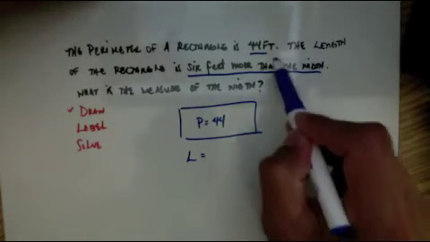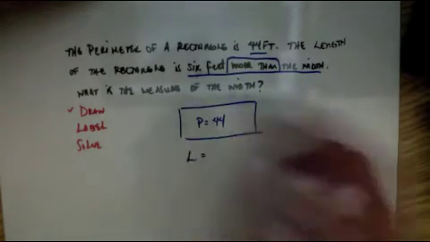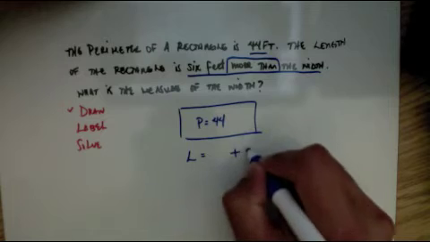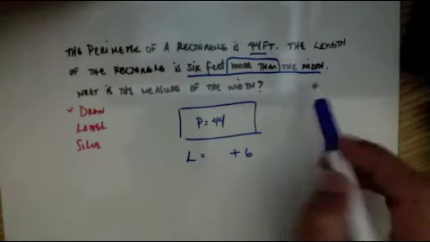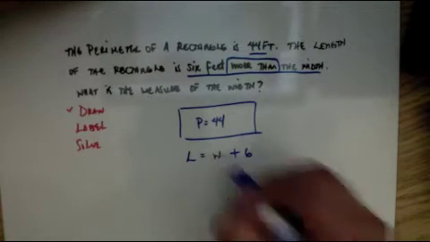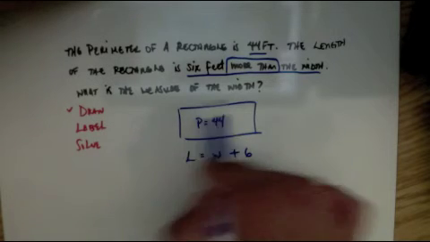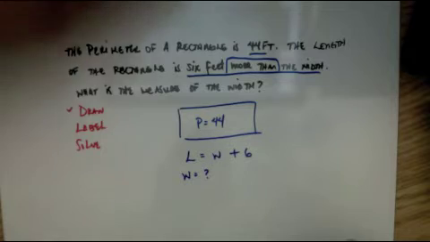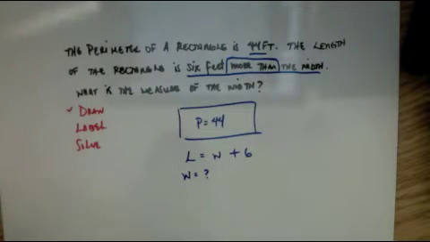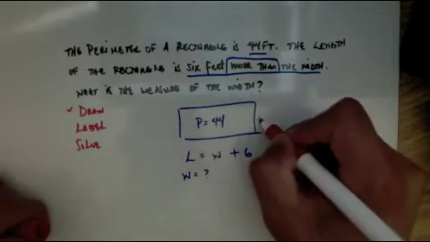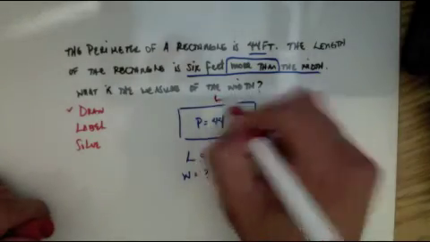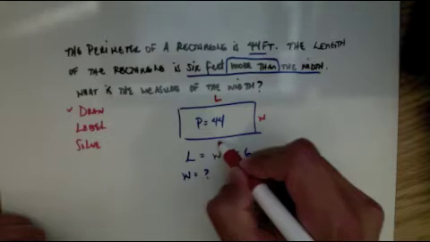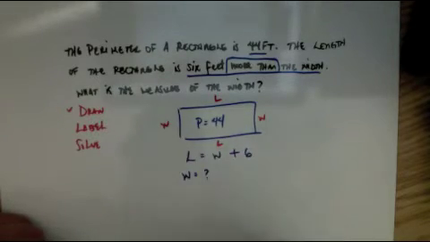So here we have more than. So that means the 6 is going to go in the back. Remember, more than means plus. 6 more than the width. Width, I'm going to call it W. What is the measure of the width? So we're going to have W here because I don't know what that is. Now the other thing I forgot to label is the dimensions. So this is width and this is length. Okay, and we have another length here and another width here.